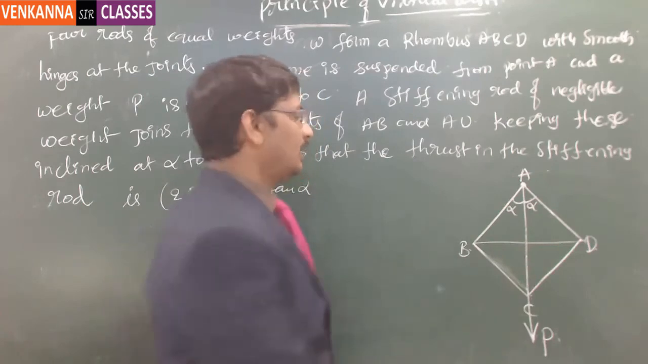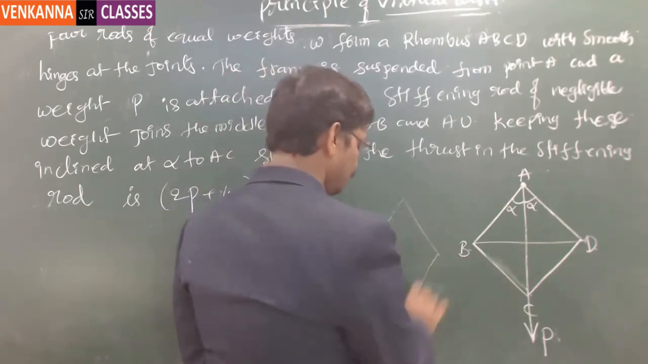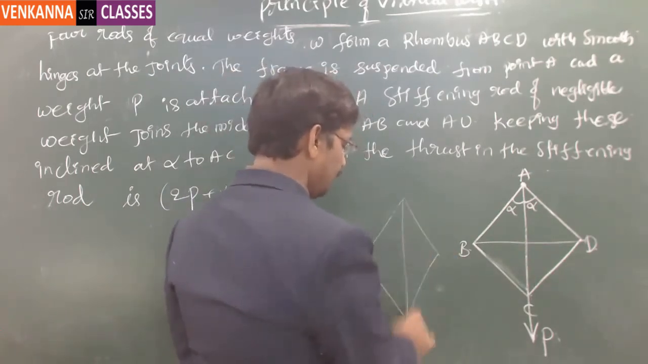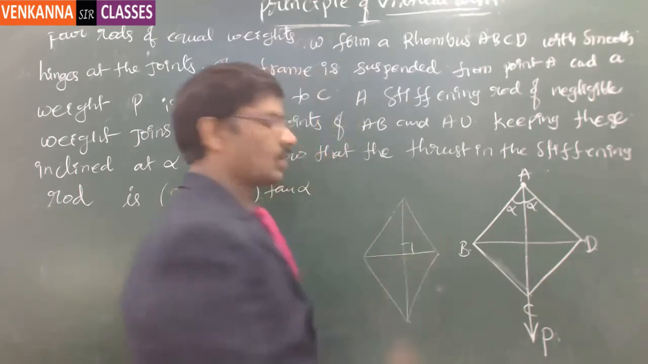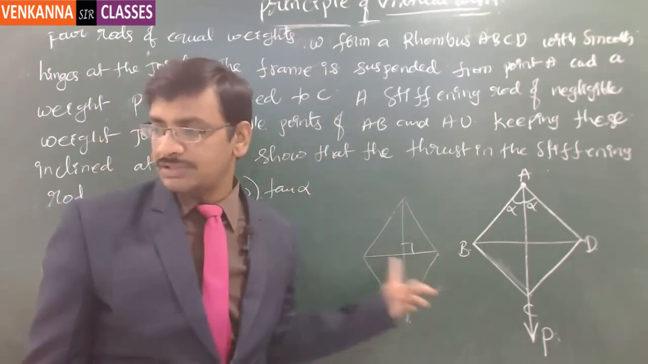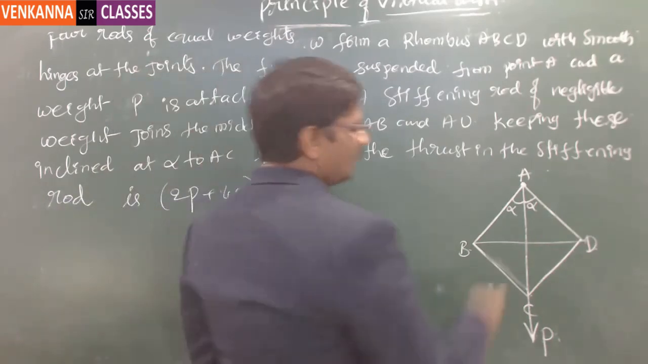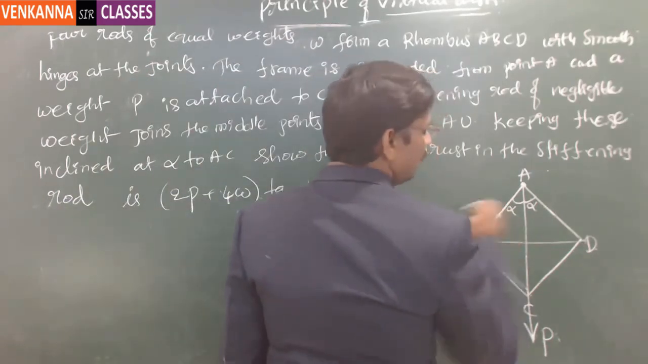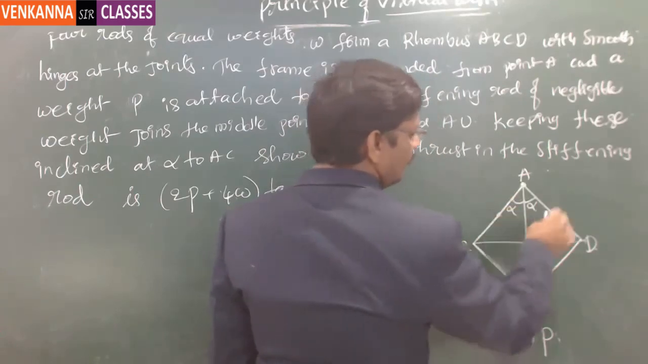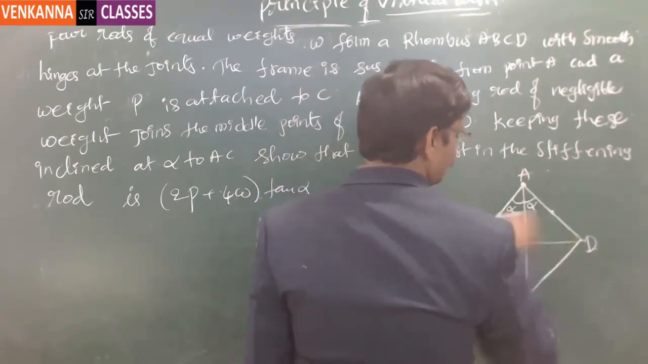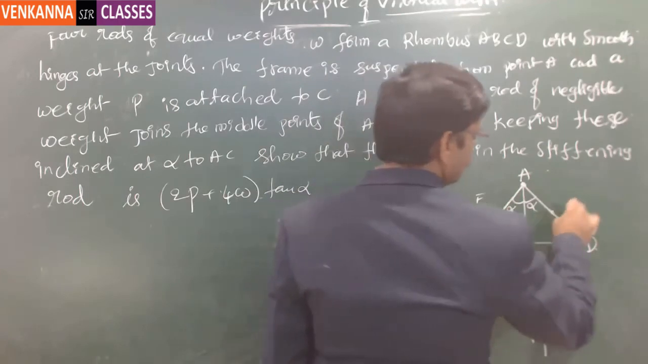So a rhombus can be any shape like this. So even this is also a rhombus, as long as these two are perpendicular, we can call this a rhombus irrespective of this diagonal length. So in this case what he has given is, this is the middle point of AB and this is the middle point of AD. So I call this as E and I call this as F.